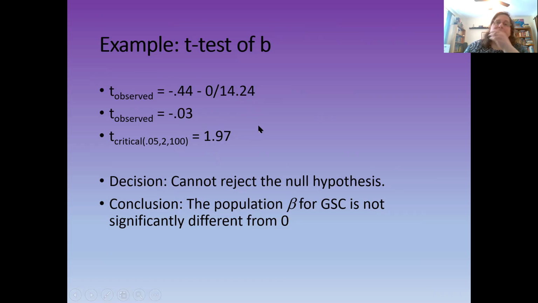Now, you will never have to do this equation. I'm just showing it to you, okay? I will show you how it looks in SPSS, and that's what I'd like you to be able to understand, but you don't have to worry about this equation. Basically what it's saying is that the GSC is not significantly different from 0, and it's not really contributing to the model.